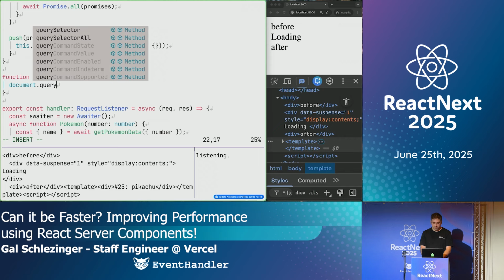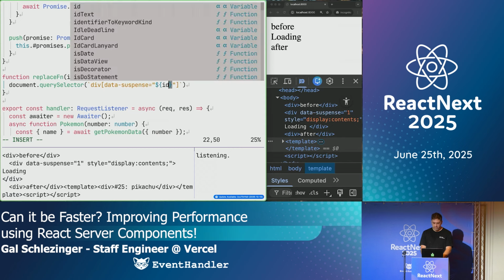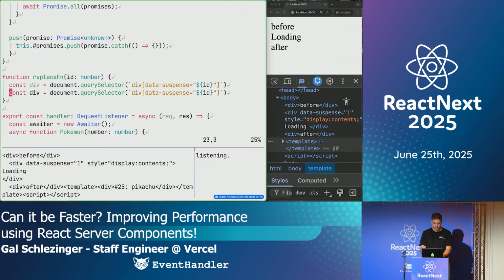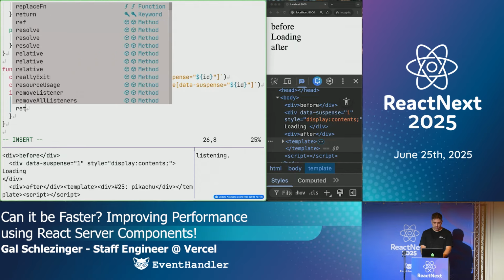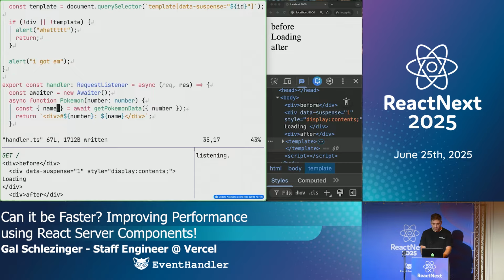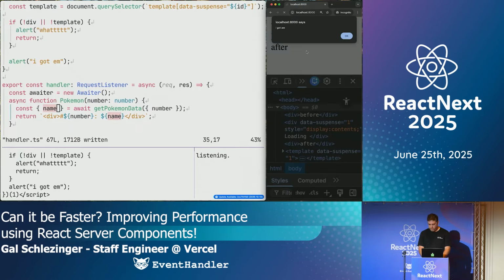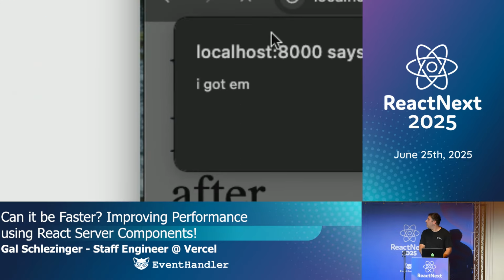And here we can just querySelector div data-suspense ID. Now if we don't have a div or we don't have a template, alert what? And then return. This should not happen, right? And here we can say, I got him, just so we will know that it works. Yeah, so we see here, I got him. So it means that we have the data and we have the elements.